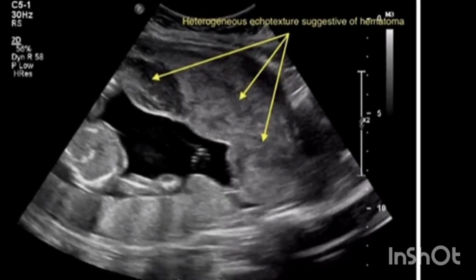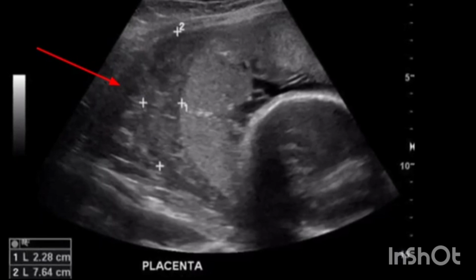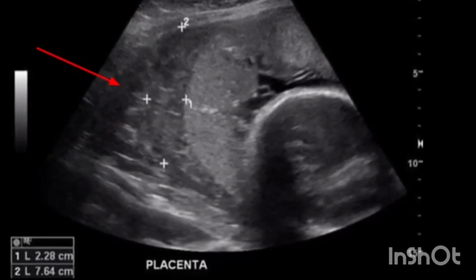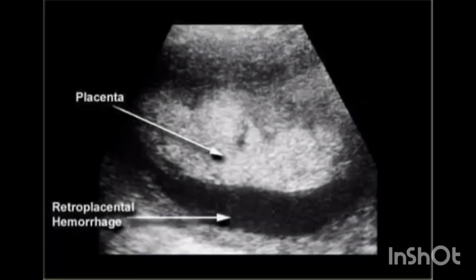The different types of placental abruption are: a partial placental abruption occurs when the placenta does not completely detach from the uterine wall. A complete or total placental abruption occurs when the placenta completely detaches from the uterine wall. There is usually more vaginal bleeding associated with this type of abruption.